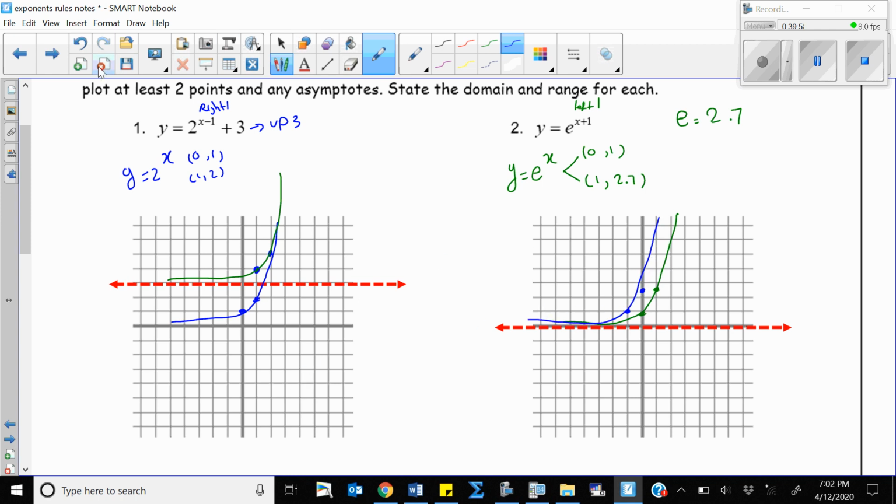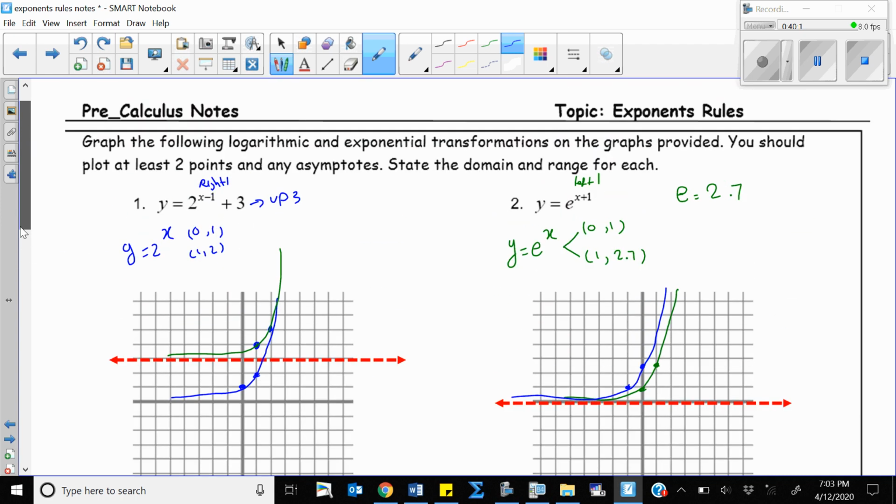I mean, basically it should pass this point. Let's graph it better. Pass this point. So it's going to be something like this. So this is how we graph these functions.